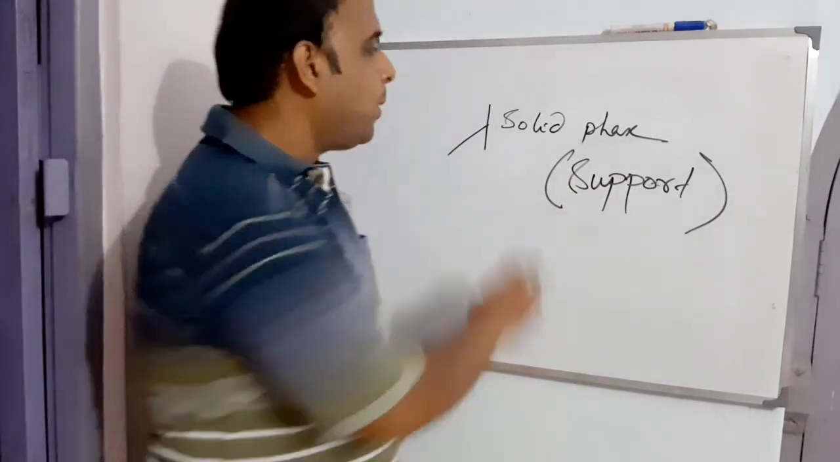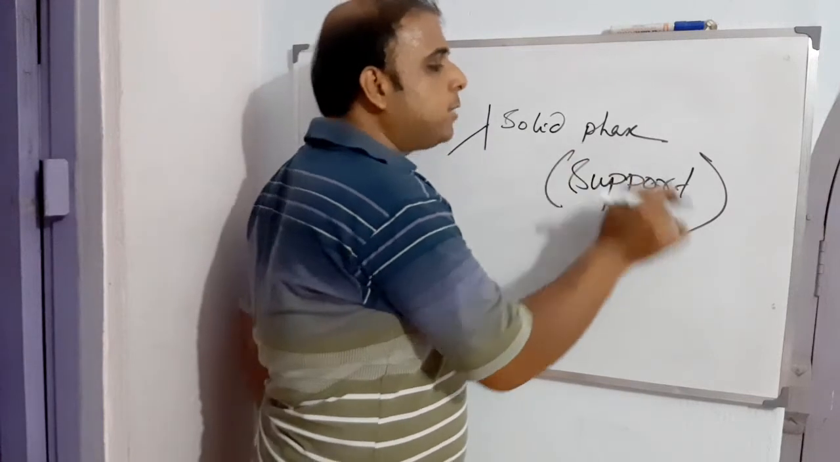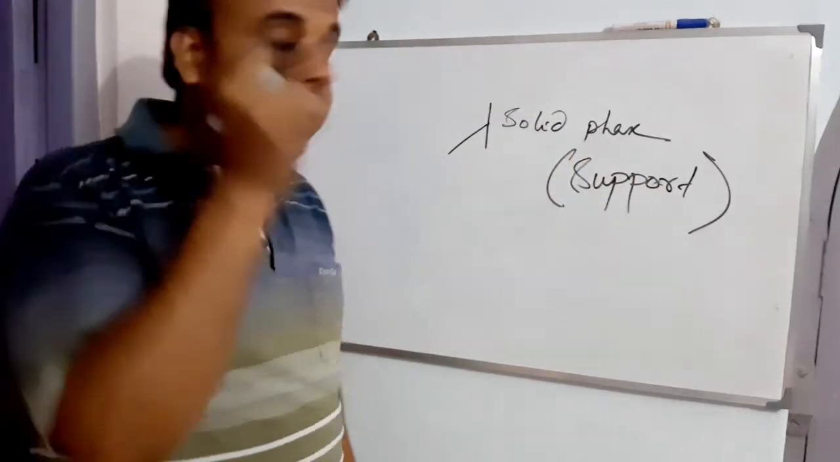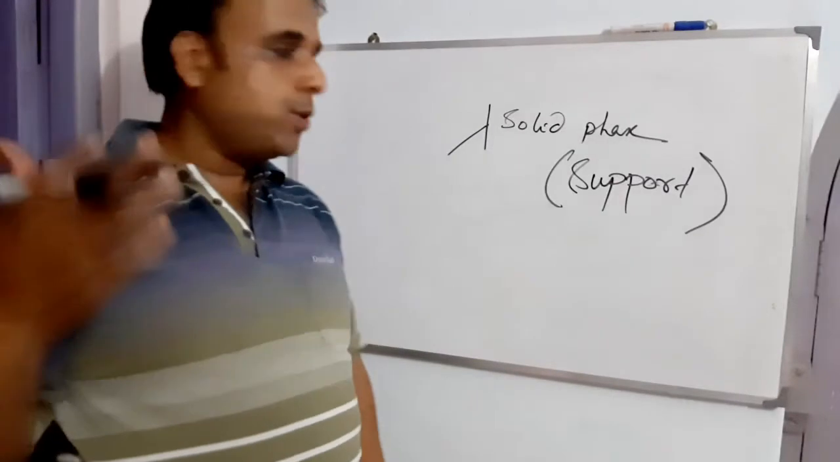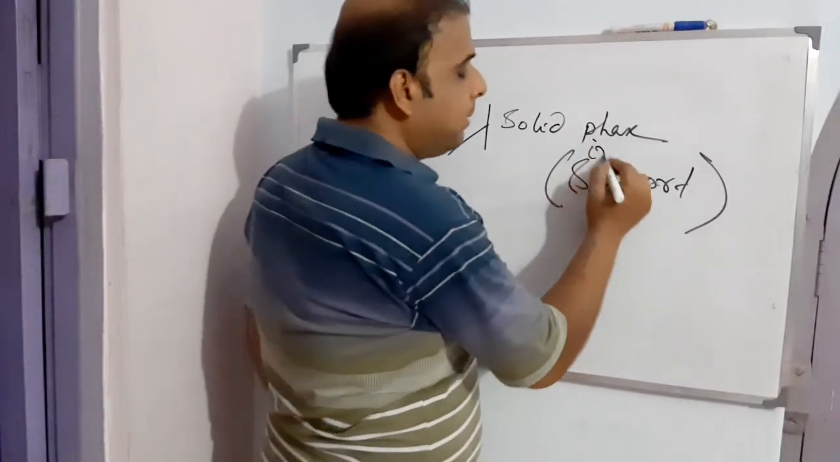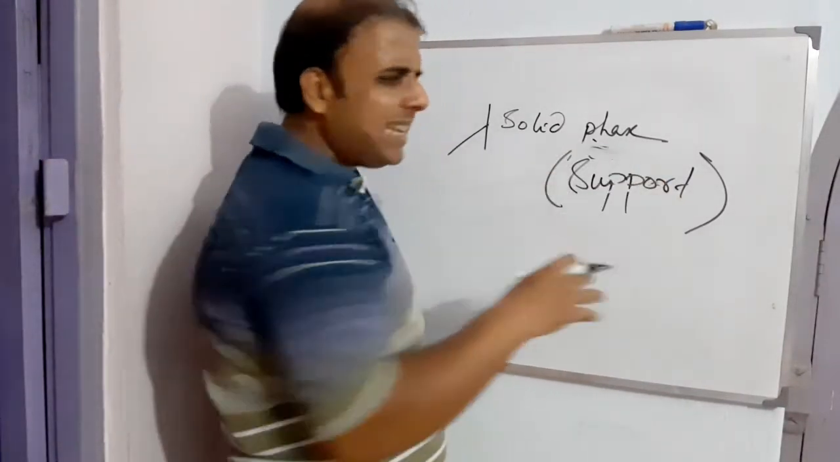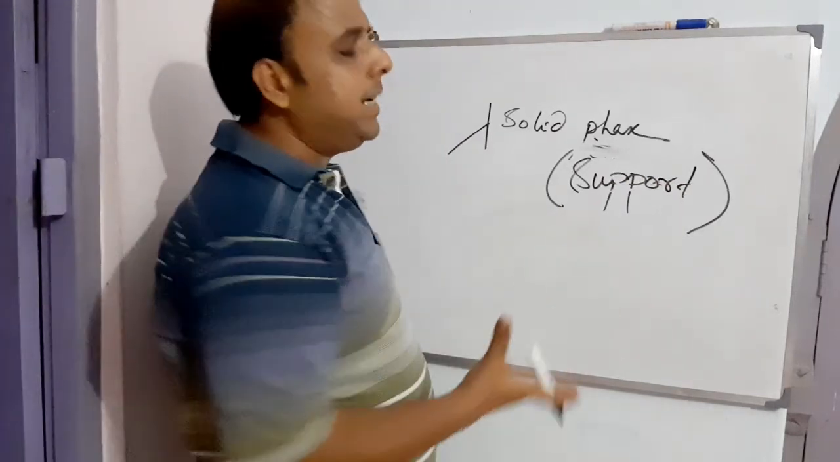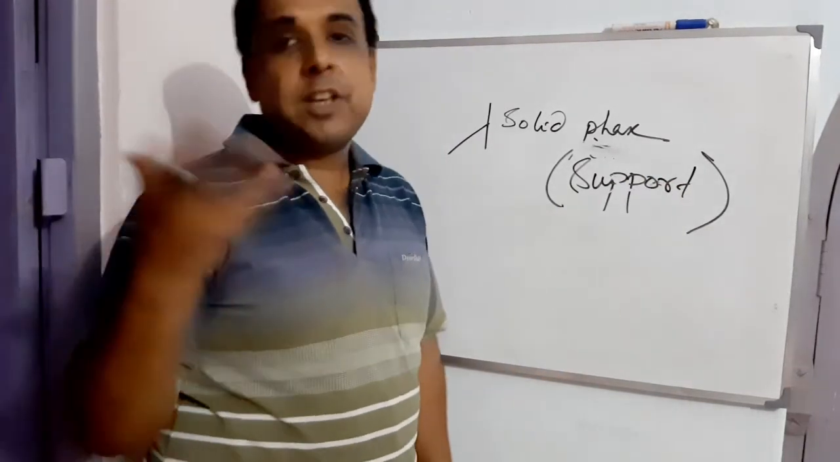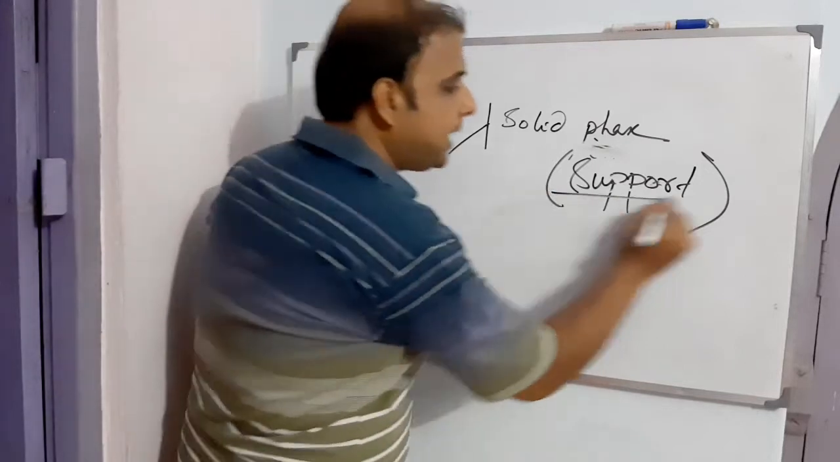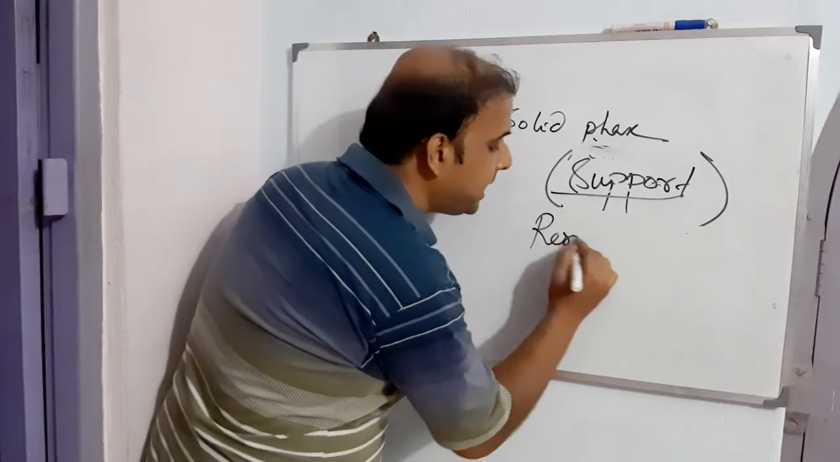So in solid phase, phase means the support. An inert support is used, that means an inactive support. Usually they are made up of polymers. The support we are calling the resin bed.